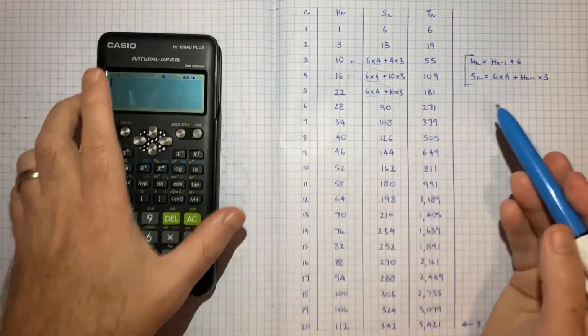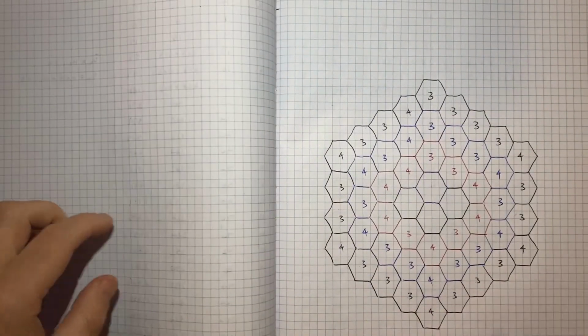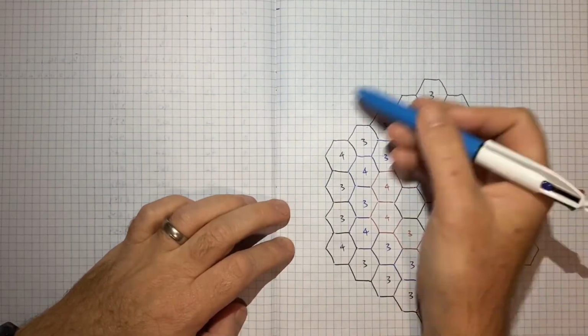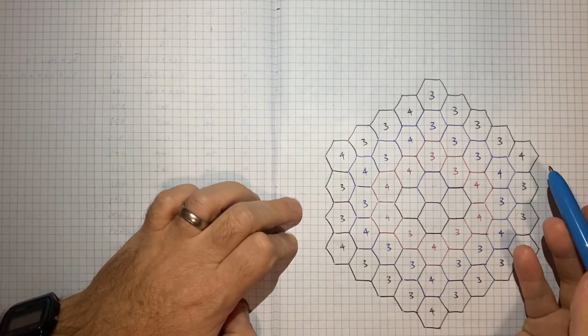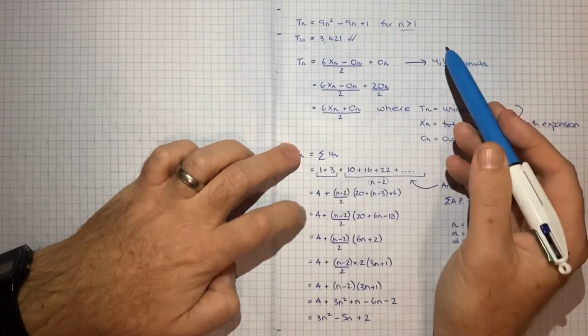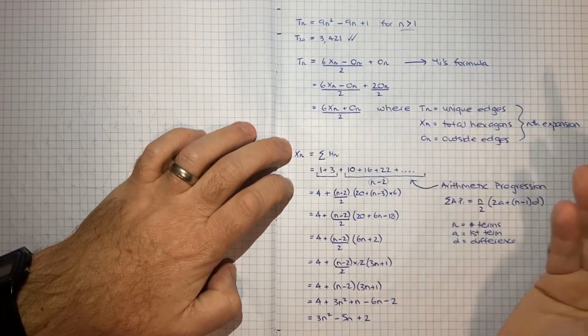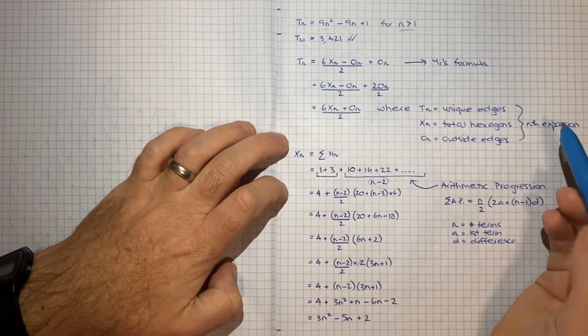But I could now, in theory, if I wanted to work out T1 million, instead of expanding this 1 million times, which I don't think anyone really has a book big enough to bother with, I can just plug in 1 million into this formula and have quite a high level of confidence that I'm getting the right answer.